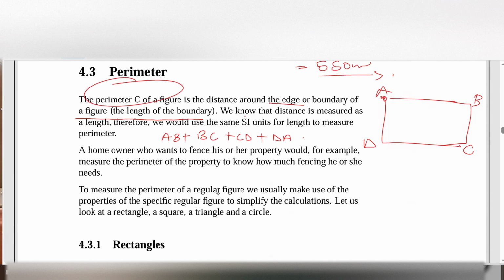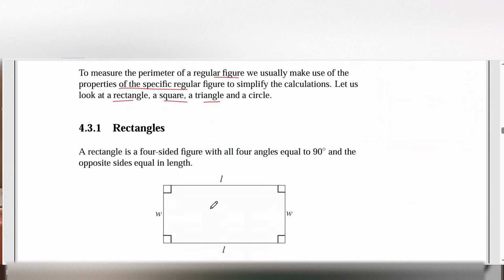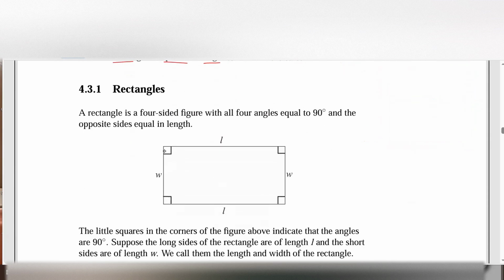To measure the perimeter of a regular figure, we usually make use of some properties of the specific regular figure to simplify calculations. An example is if you have a rectangle, square, triangle, and all of that. With the rectangles, this is what we know: the angles are 90. This is a length, which is the same as that length. This is a width, which is the same as that width. Sometimes the width is also known as the breadth. It's just one and the same thing.